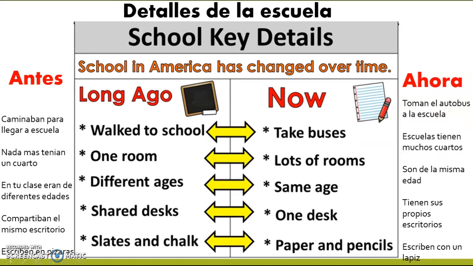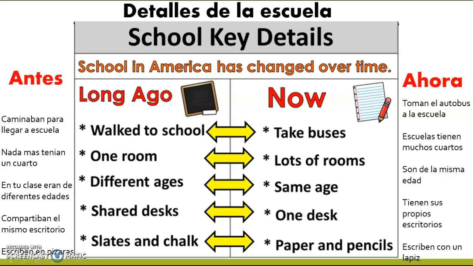Now we're going to be talking about school key details, detalles de la escuela. Long ago, students walked to school. Now they take buses. Antes caminaban para llegar a la escuela. Ahora toman el autobús a la escuela. Long ago, there was only one classroom. Now we have lots of rooms. Antes nada más tenían un cuarto. Ahora escuelas tienen muchos cuartos.